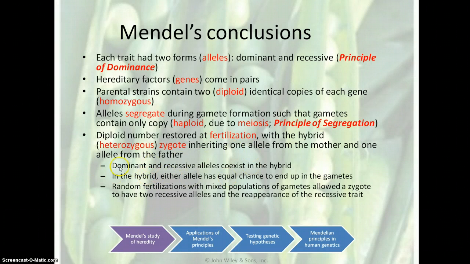And due to random fertilizations, essentially in the wild, not in his controlled environment, with a mixed population of gametes, so some gametes containing the dominant and some containing the recessive allele, that would allow a zygote to have two recessive alleles, and then will allow that recessive trait to reappear in that F2 generation.